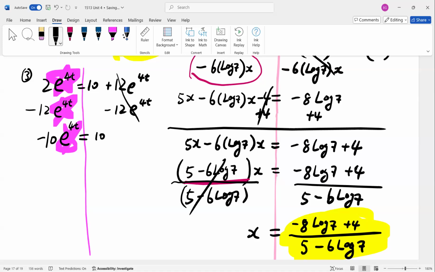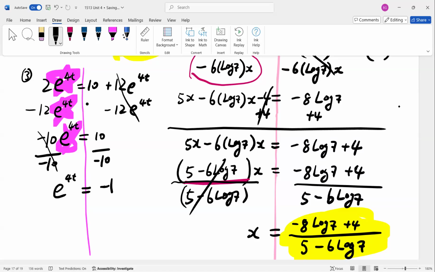Okay, let's do that. And we also can get rid of the negative 10 coefficient by dividing each side by negative 10, right? The negative 10 cancels negative 10, so we have e to the power 4t isolated on the left side. On the right side, 10 over negative 10 is negative 1. All right?